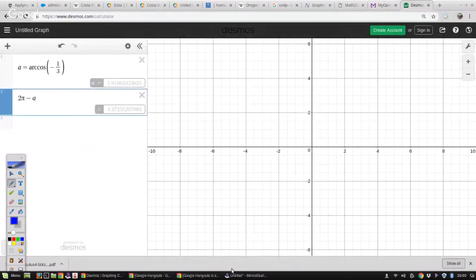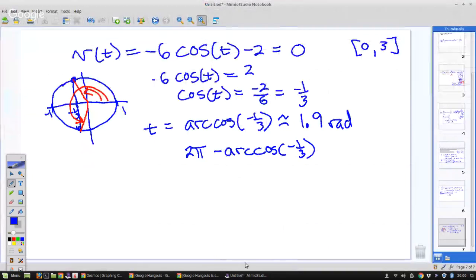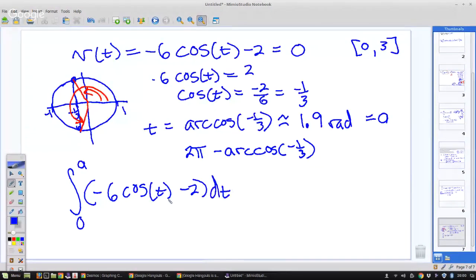At the arc cosine of negative 1/3. So what that means is I have to change the interval. So I'm going to integrate at first from 0 to this value, let's call it A for now, for my first angle, and I'm integrating -6 cosine t minus 2 dt. So that's going to give me the first part. Double check that that's positive.